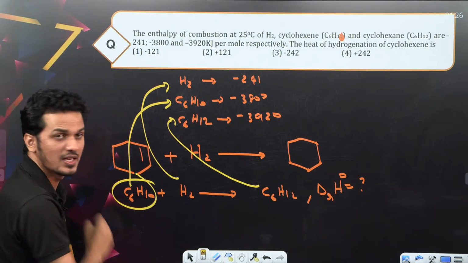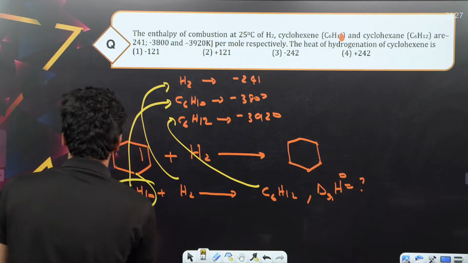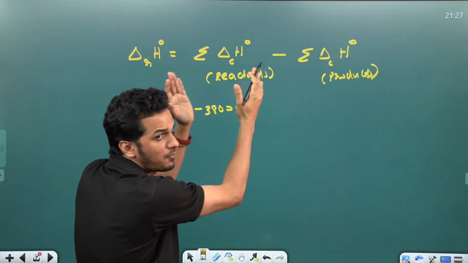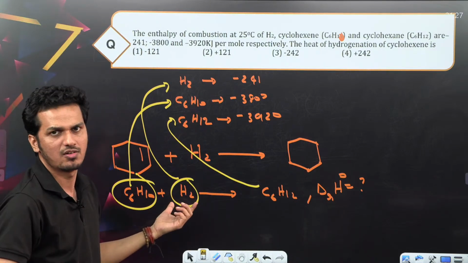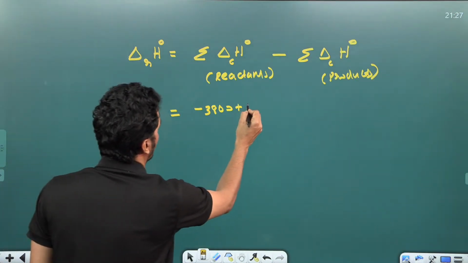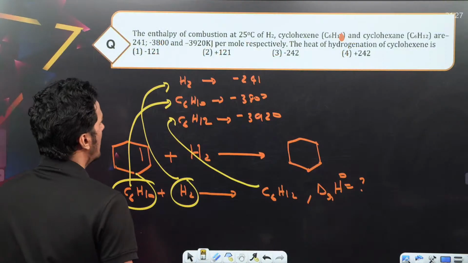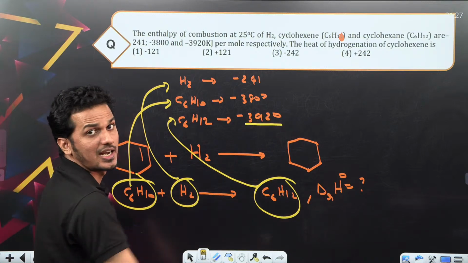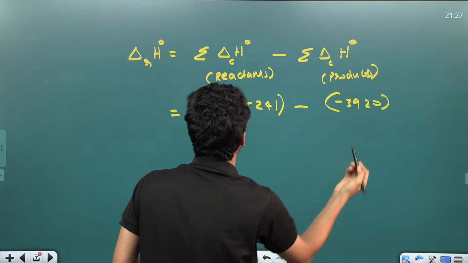Reactant C6H10: its enthalpy of combustion they gave as minus 3800, so we substitute minus 3800. I have to add all the reactants' enthalpy of combustion. The second reactant is hydrogen, which is minus 241. Then minus the enthalpy of combustion of the product. The product is C6H12, and that value is minus 3920. I am substituting minus 3920.